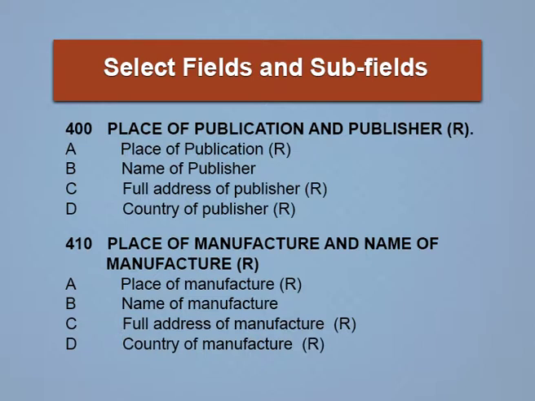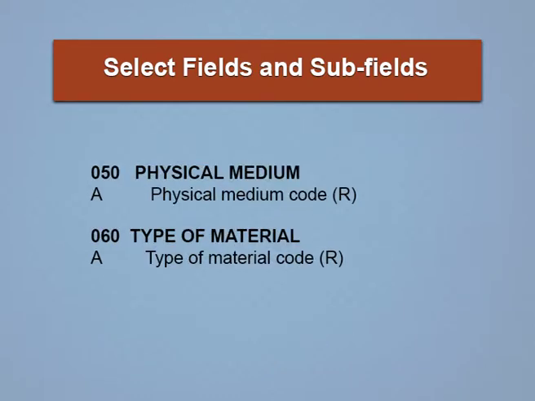Suppose you are defining the field 400, place of publication and publisher. So, you need to define subfield A, place of publication, subfield B, name of publisher, subfield C, full address of publisher, and subfield D, country of publisher. You need to make 400 as a whole repeatable, subfield A repeatable, subfield C repeatable and subfield D repeatable. So, in this way you can take the help of the manual and design your database.